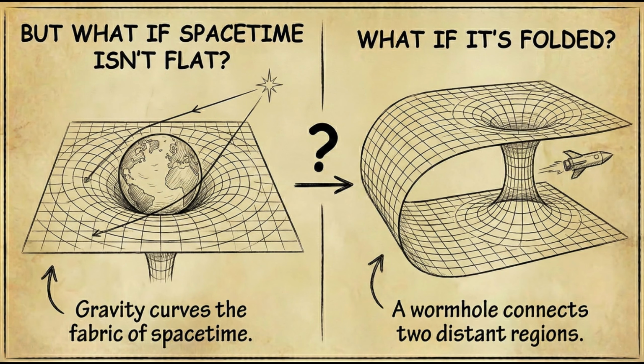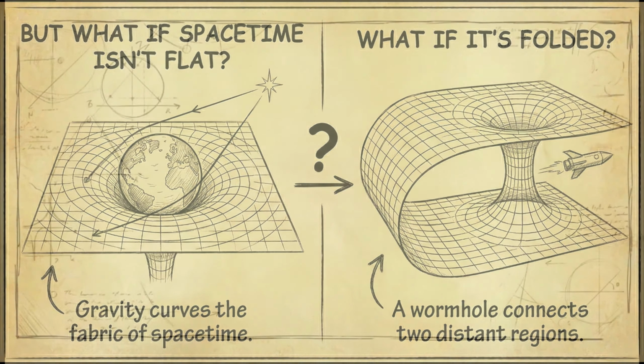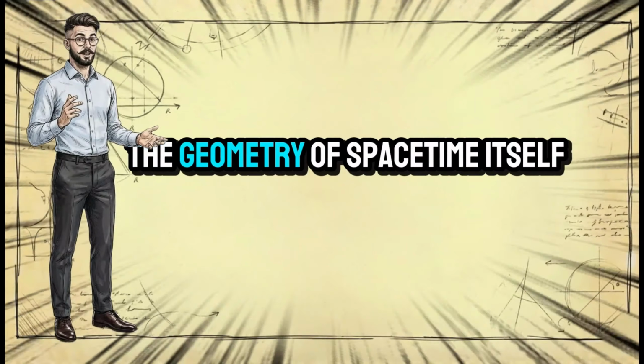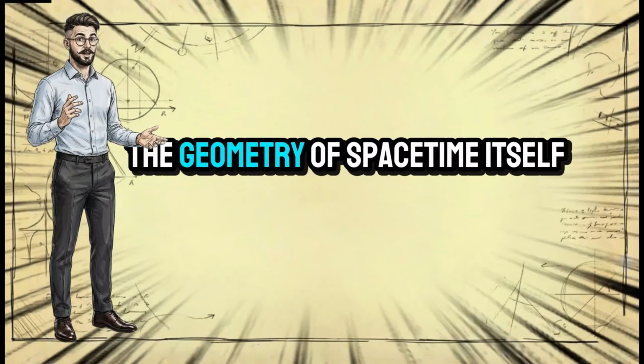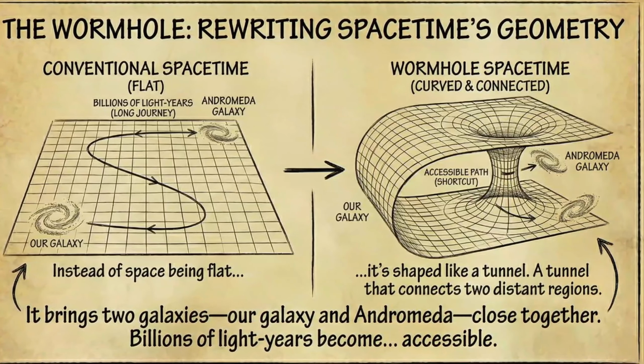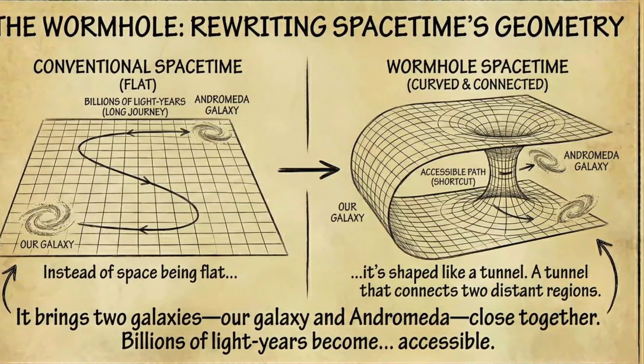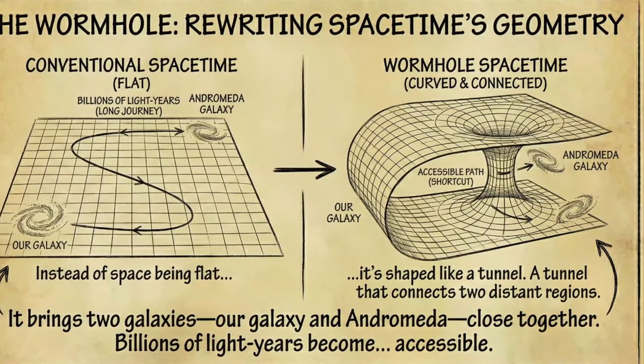But what if space isn't flat? What if it's folded? A wormhole rewrites the geometry of space-time itself. Instead of space being flat, it's shaped like a tunnel that connects two distant regions. It brings two galaxies, our galaxy and Andromeda, close together.